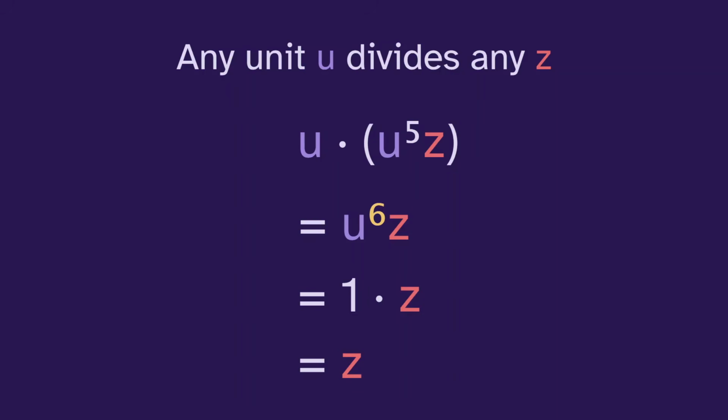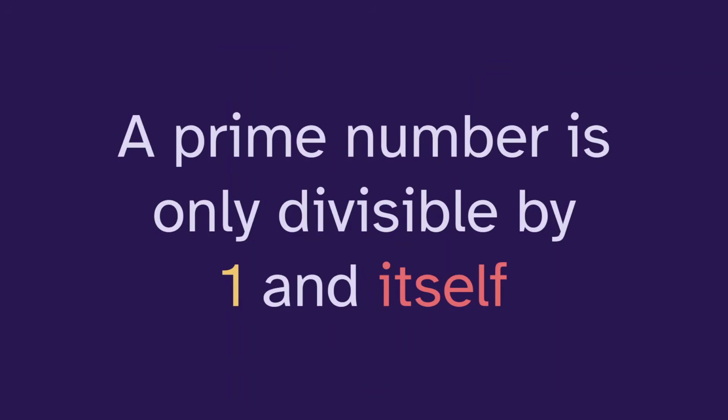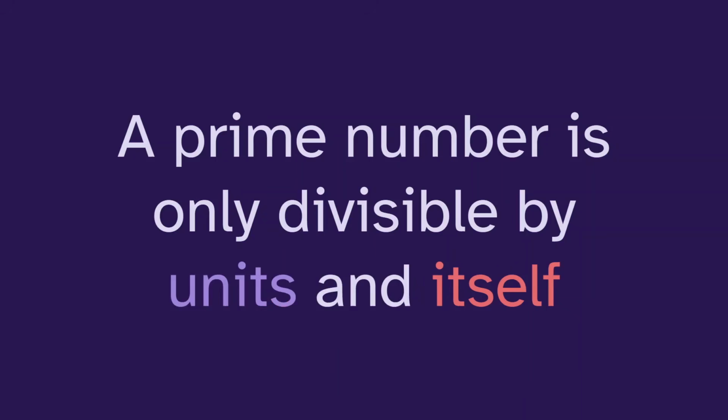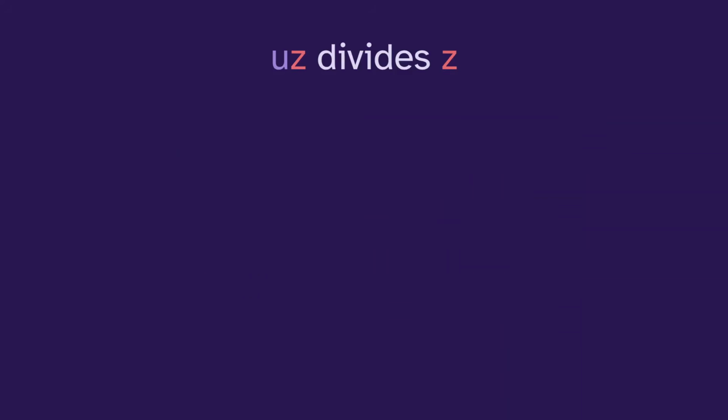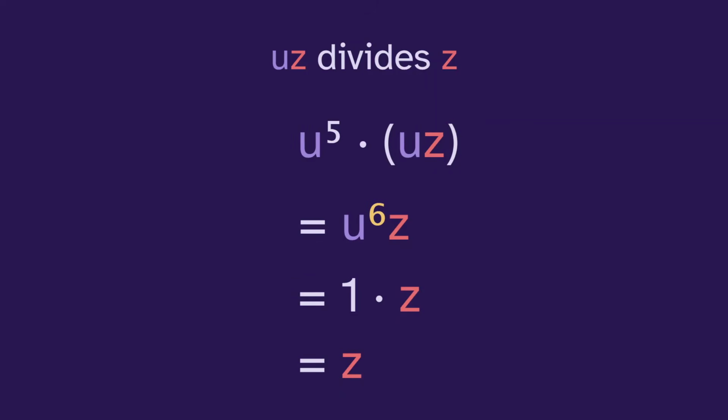Any of these units divide any number. So no number is only divisible by 1 and itself. Every number has at least 6 divisors. But we could adjust the definition to say a prime number is only divisible by units and itself. And this gets us part of the way there, but we should also notice uz divides z. z times any unit is a divisor of z. And that's for a very similar reason as the units themselves.